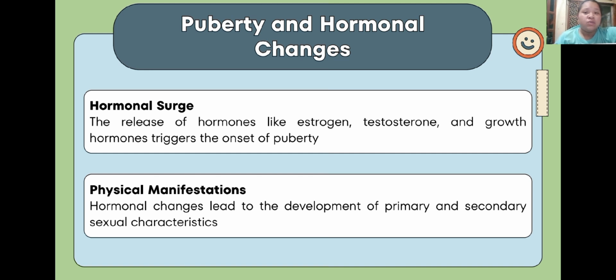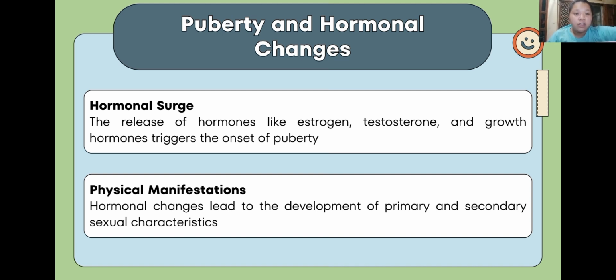Now let's talk about estrogen. Estrogen is a hormone that helps in the development of female body parts, such as the growth of breasts and widening of hips. Next is the testosterone. Testosterone is a hormone that causes changes in the male body, such as muscle growth and deeper voice. Last is the growth hormones. These hormones help with increasing height and other growth changes during puberty. All these hormones play a role in preparing the body for adulthood and the physical changes that occur during puberty.